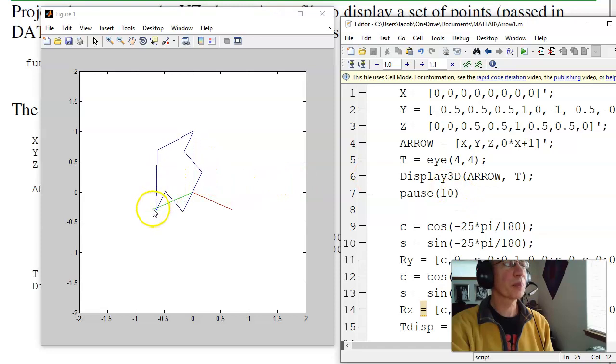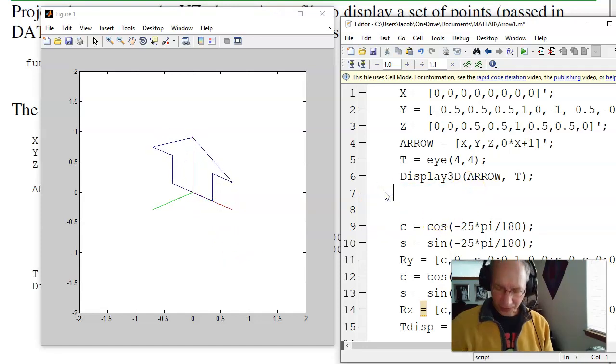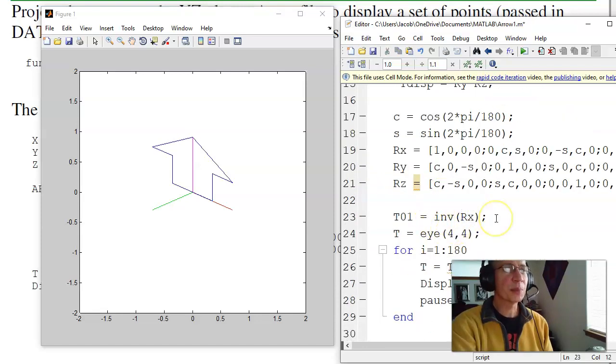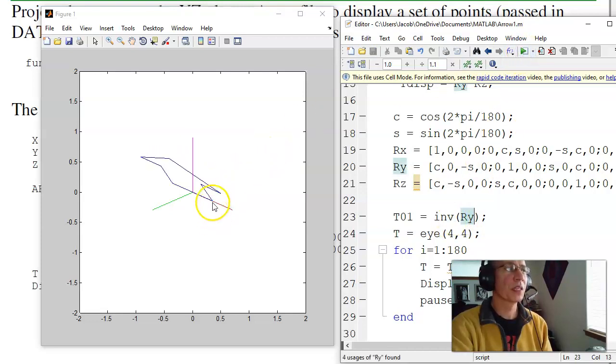What happens is the green line is the x-axis. I'm now rotating about the x-axis 2 degrees every step. That's rotation about the x-axis. If I want to rotate about the y-axis, let's get rid of that pause. Now instead, let's make this the rotate y. Rotate about the y-axis by 2 degrees each step. That takes this guy, the red line is the y-axis. I'm now rotating the arrow about the y-axis.